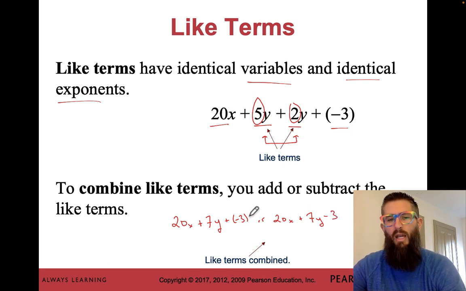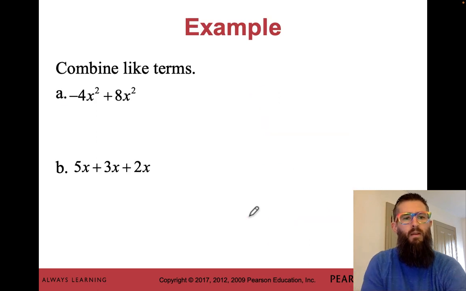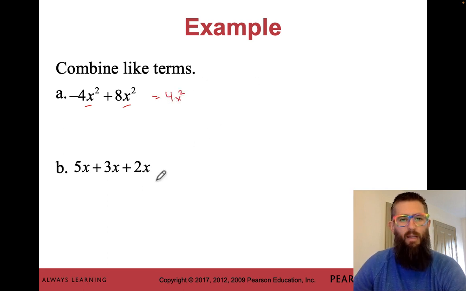So again, just to recap, when we're combining like terms, all we do is add or subtract the numerical coefficients. That is the number that goes in front of the variable. So here in example A, we're going to examine the variable part to make sure that they're the same, and they are. So we're going to have negative 4 plus 8, which is going to give us 4, and then remember to keep the variable the same.